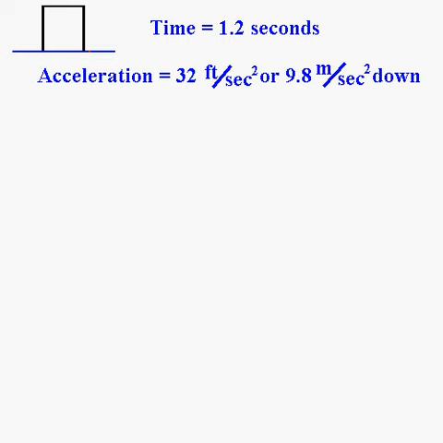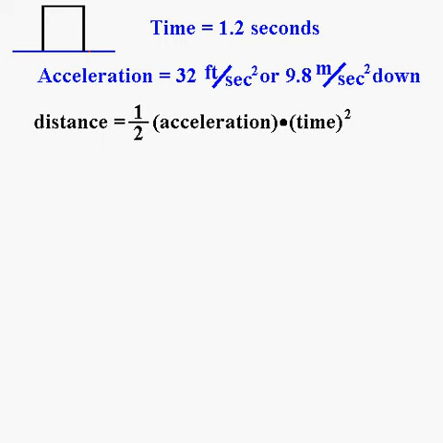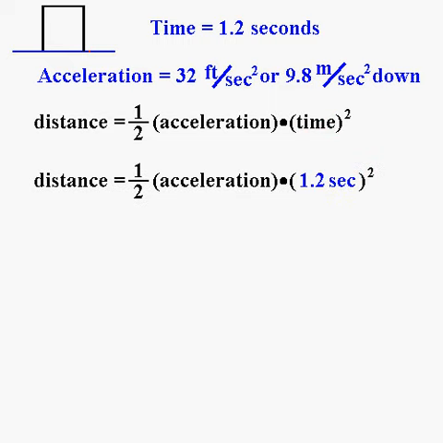Okay, well, we know acceleration and we know time. From that, we can calculate distance because we know that distance equals 1/2 acceleration times time squared. All right, then, let's use this equation. The time is 1.2 seconds, so we can put that in for time.